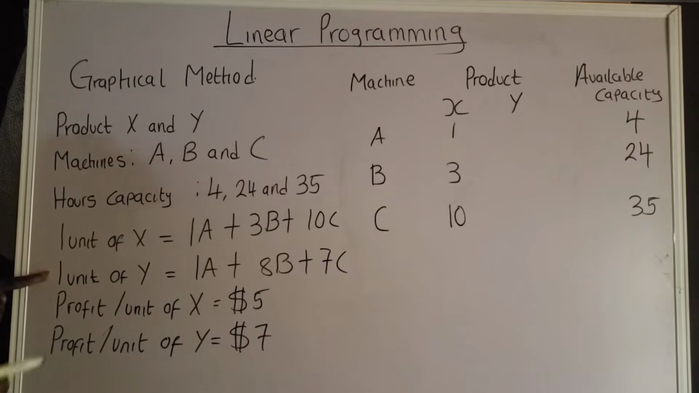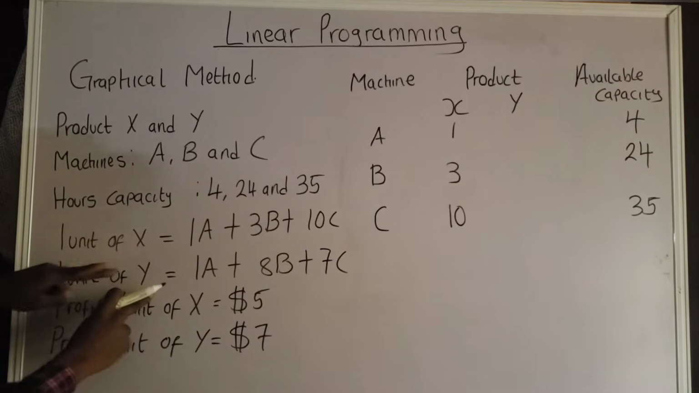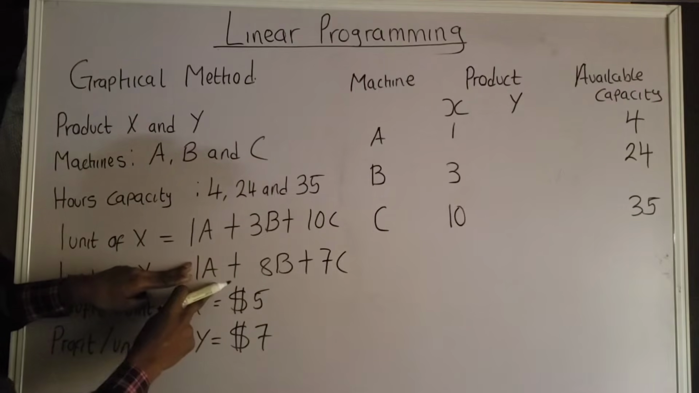The fifth statement, which is to produce 1 unit of Y. We have to make, the company has to make use of what?